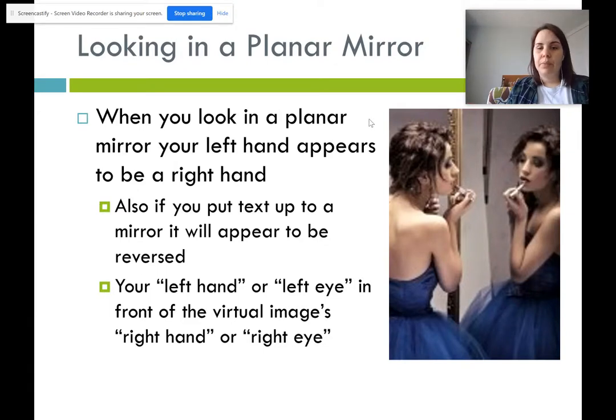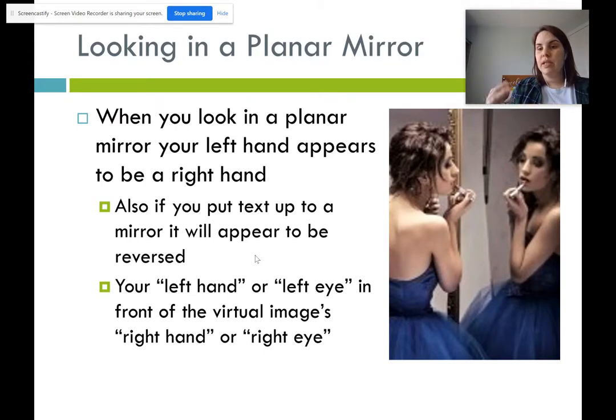The other neat thing about planar mirrors is if you look in a planar mirror, your left hand is going to appear to be your right hand on the other side. So everything is sort of flipped. Okay? So you can see this arm right here that she's putting on her lipstick with, if you think about it, is her right hand. But in this image that's being reflected, it looks like it's her right hand. Okay? If it was her left hand, her hand would be coming from this side of her body up towards her face. Okay?